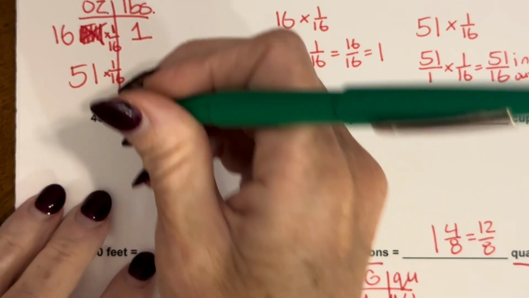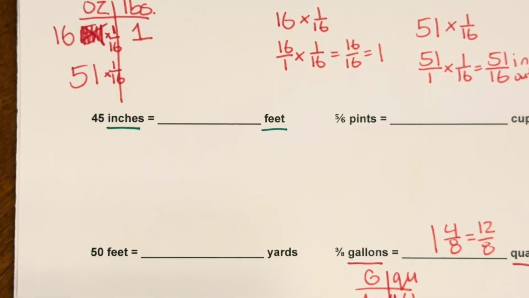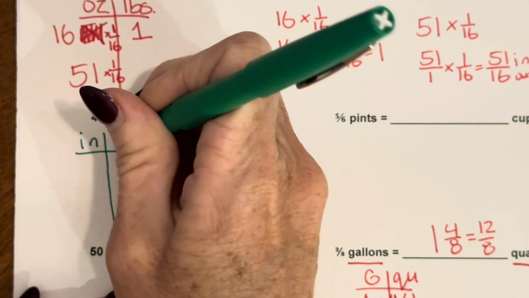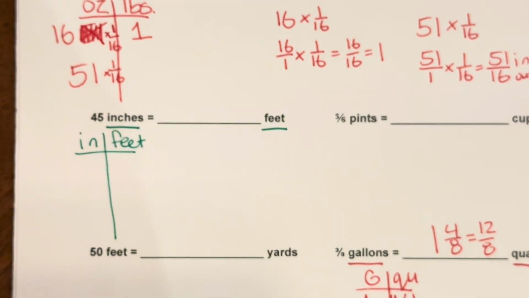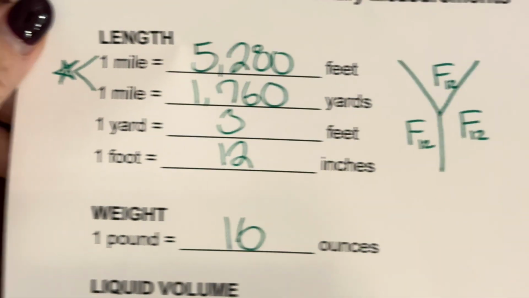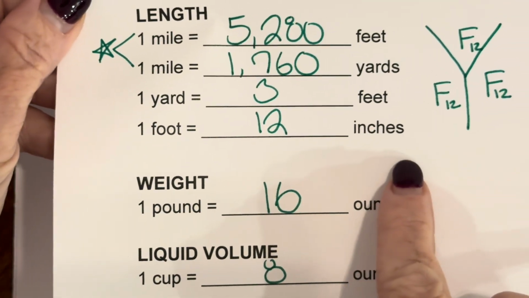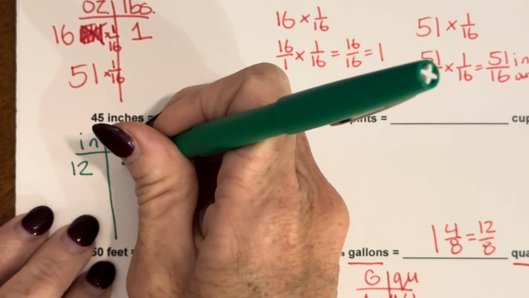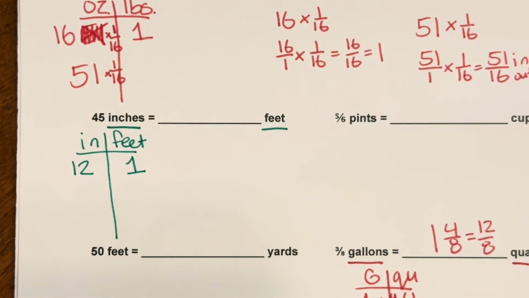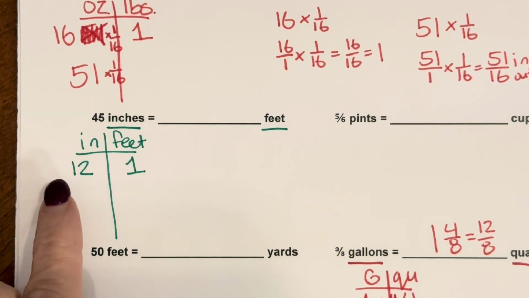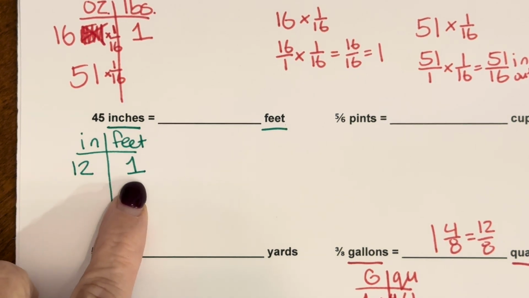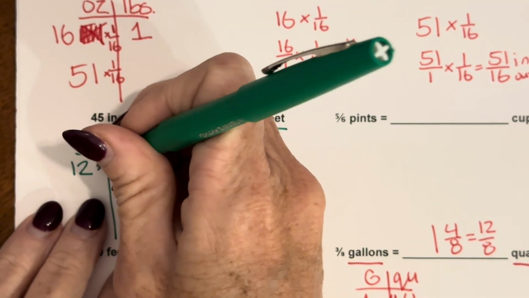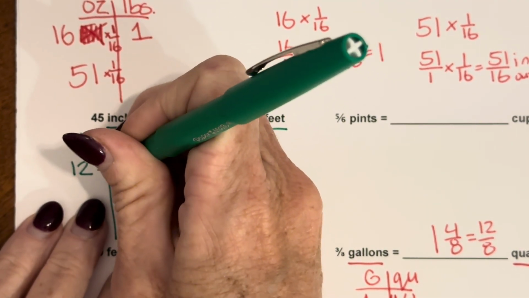Okay, so we're going to go from inches to feet. What do we know about inches to feet? Well, we can use this to help us. We know that 12 inches equals 1 foot. So how can I go from 12 to 1? I can't multiply it by a whole number. I'm going to have to multiply it by 1/12.